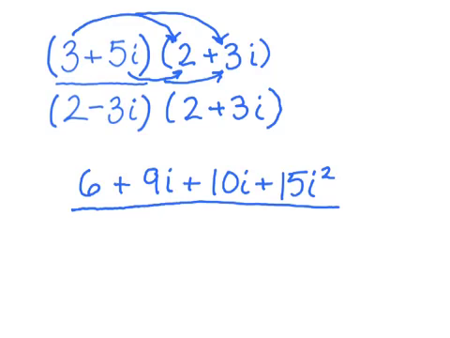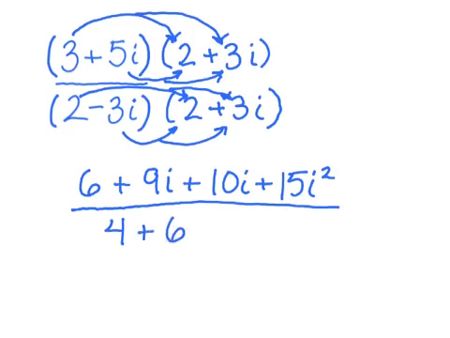Well, we're going to go ahead and FOIL out the denominator here. Multiply the 2 through, multiply the 3 through. And we're going to end up with 4 plus 6i minus 6i minus 9i squared. So first thing we want to look at is if we have any common or like terms in both the top and the bottom.